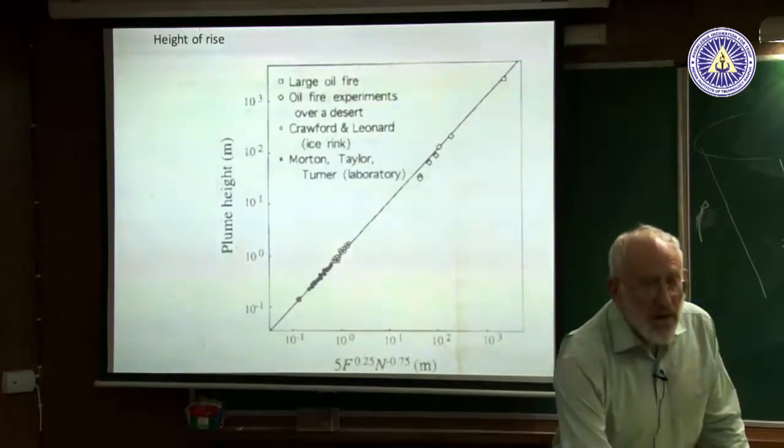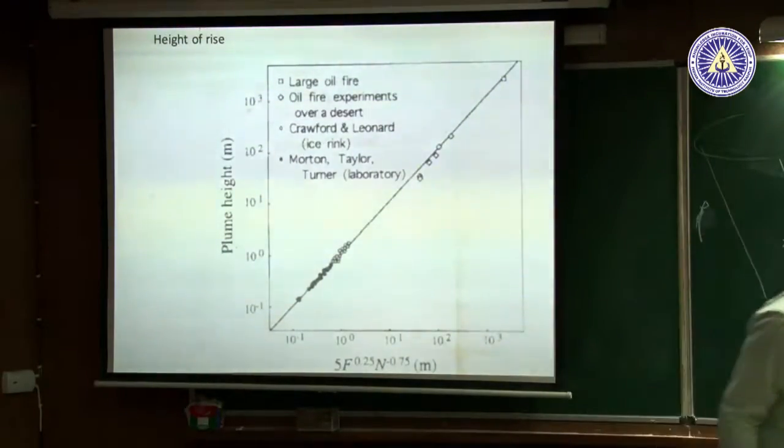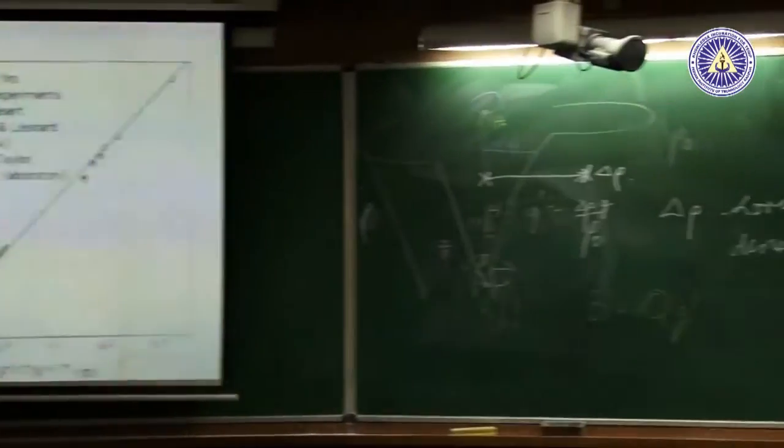So my question was that we have got 3 variables, right? Q, delta rho, and g. And rho by itself doesn't play a role. Delta rho.